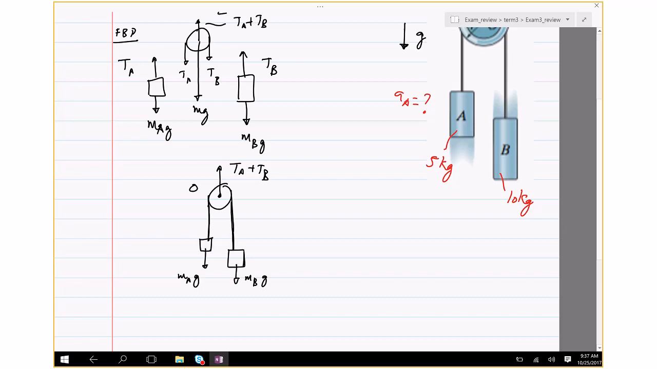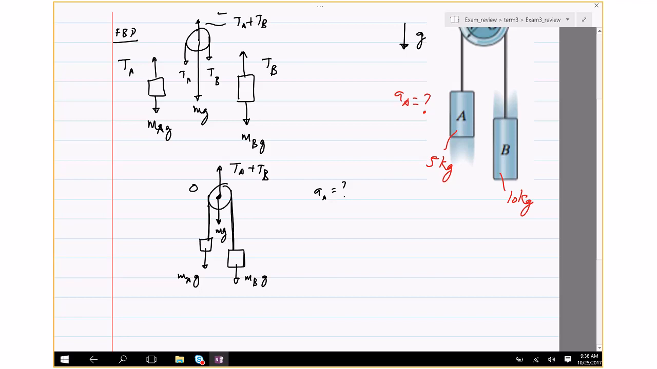There is a weight of the pulley, Mg. If it's massless, TA equals TB. If the pulley is massless, yes. Okay, so, well, what do I do? How do I solve for the acceleration of A?